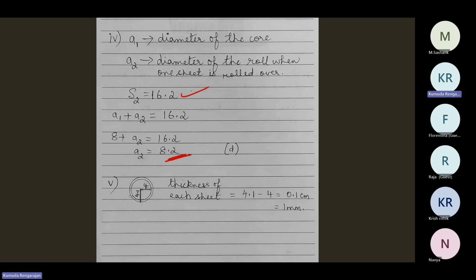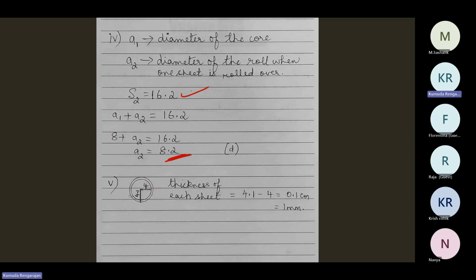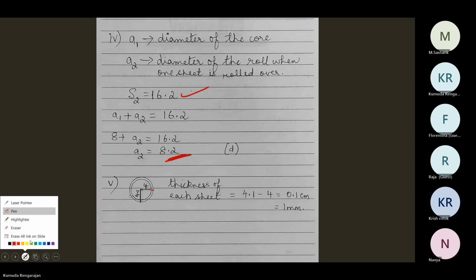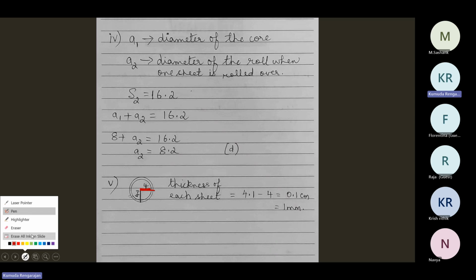So you don't have to find half of this. The terms are diameters. So 8.2. Then the thickness. Thickness is this one. So that will be the radius of the outer circle minus the radius of the inner circle. The thickness of each sheet will be the radius of the outer circle minus the radius of the inner circle.